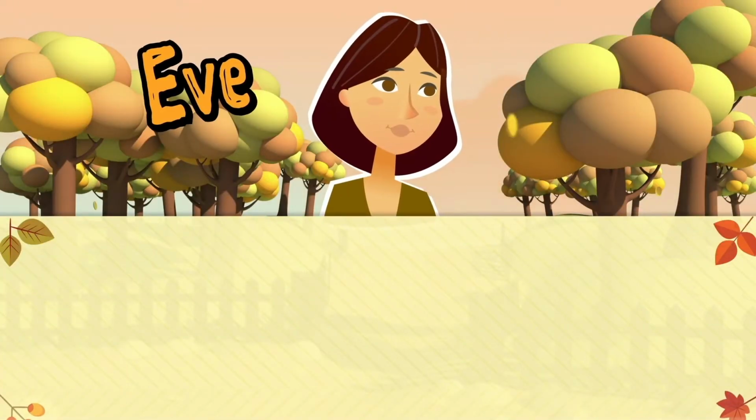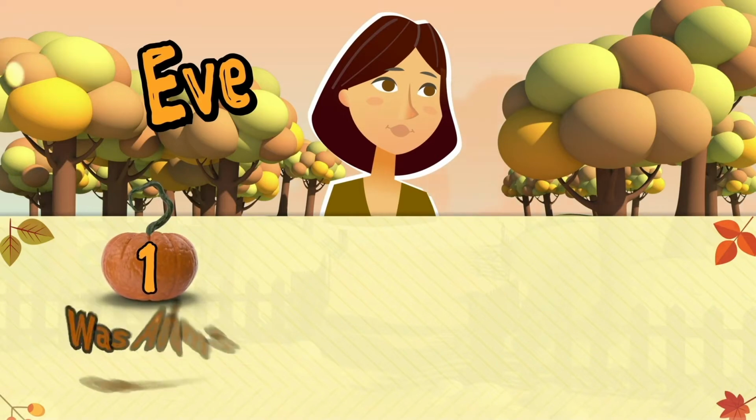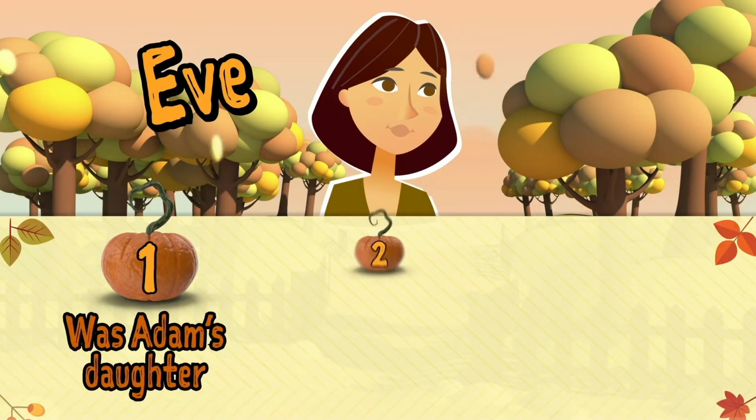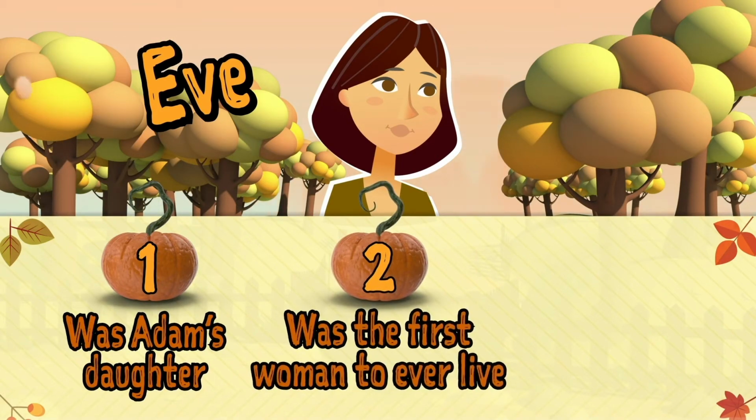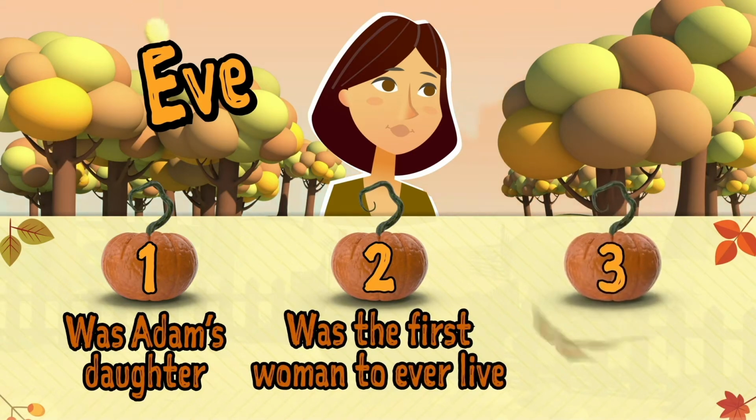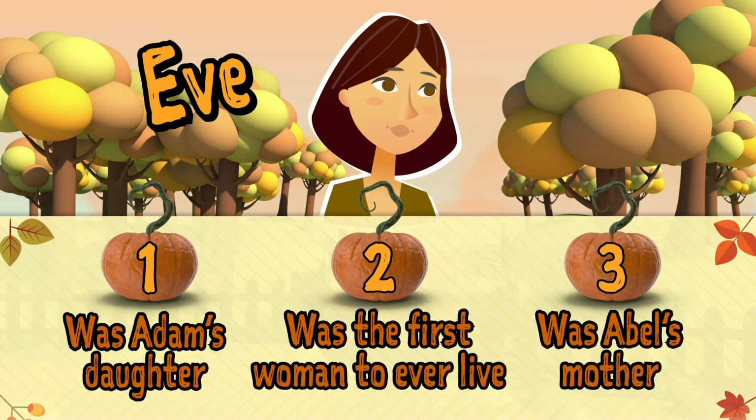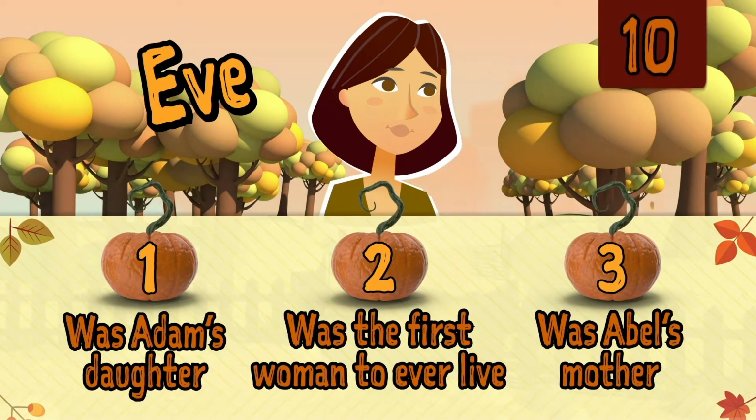Eve is our next Bible character. Now, which of these is not true about Eve? One, Eve was Adam's daughter. Two, Eve was the first woman to ever live. Three, Eve was Abel's mother. So what do you think? Which of these pumpkins is not telling the truth?